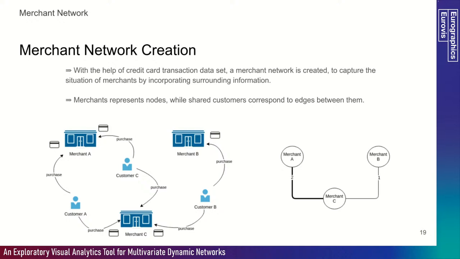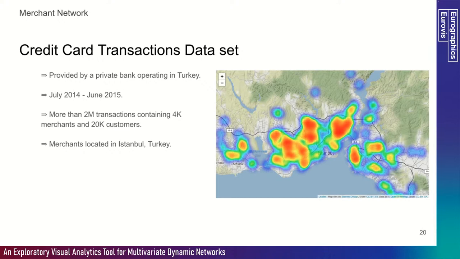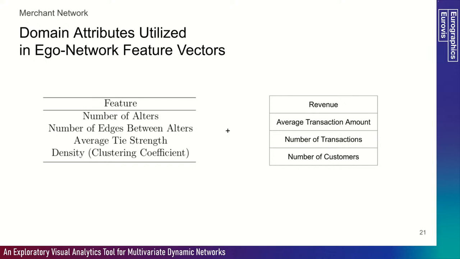With the help of the resulting ego networks, the research team aims to obtain a better prediction result. The credit card transaction data was provided by a private bank operating in Turkey. Transactions are made by registered customers in registered merchant venues between July 2014 and June 2015. The officials of the bank anonymized required fields such as customer and merchant identification values. Moreover, in the Ego Network Spatial Layout view, domain-specific attributes are incorporated into feature vectors. These attributes are revenue, average transaction amount, number of transactions, and number of customers, which are also the features deployed in the predictive model.